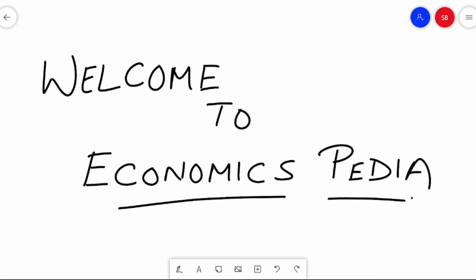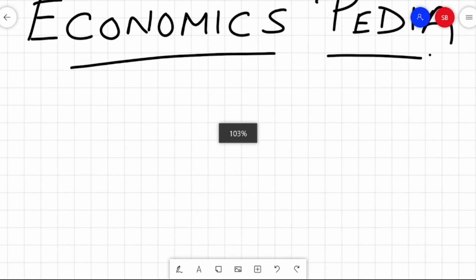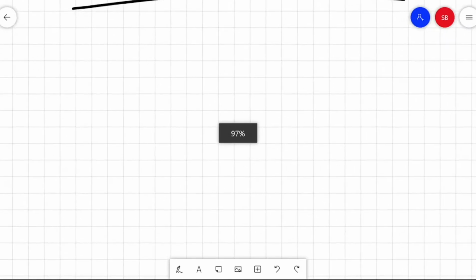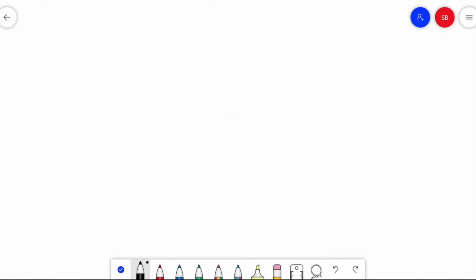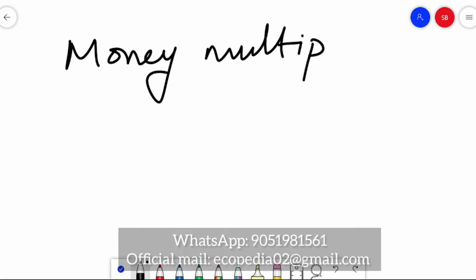Well, in this session today, we are here to discuss a very important, yet very interesting and very short topic from macroeconomics. So, in this short session, we will mainly be focusing on a macroeconomics topic, and to name the topic, it is nothing but the money multiplier.